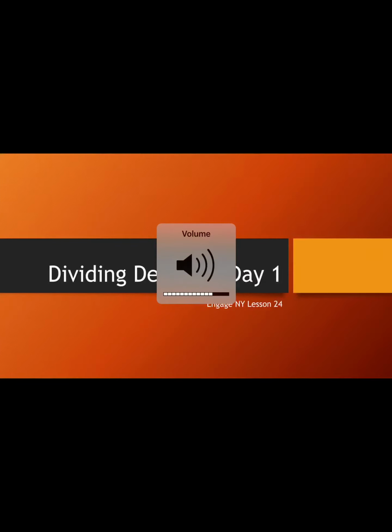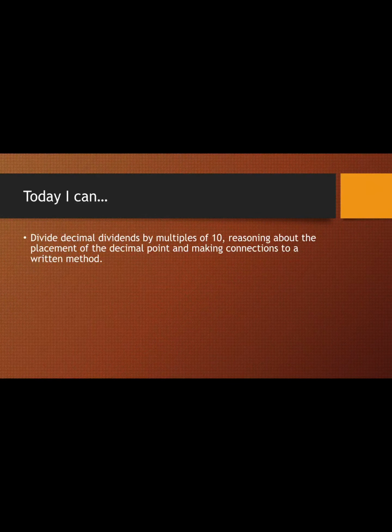Okay, so today we are going to be moving on from multiplying decimals and going to dividing decimals. Our can statement for today is: today I can divide decimal dividends by multiples of 10, reasoning about the placement of the decimal point and making connections to a written method. So let's take a look at our first problem.